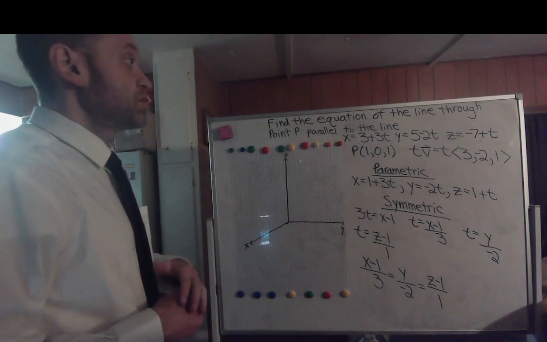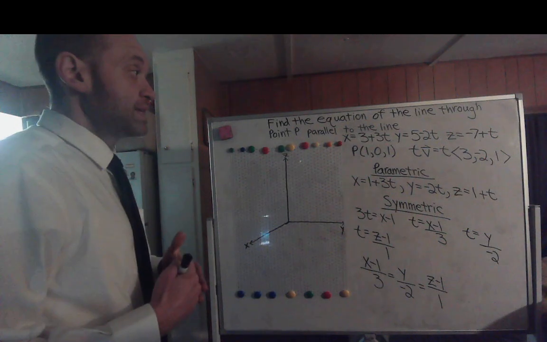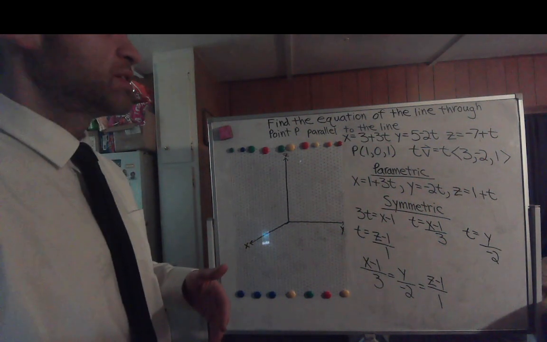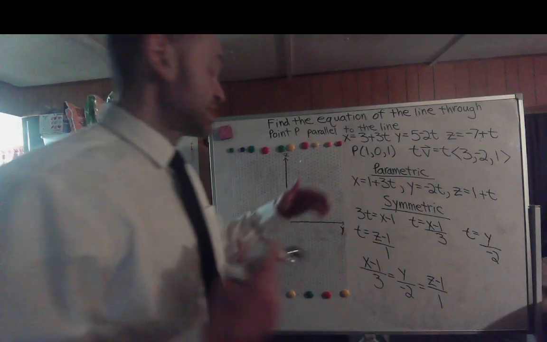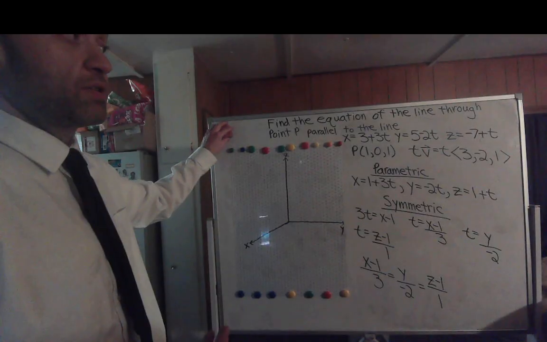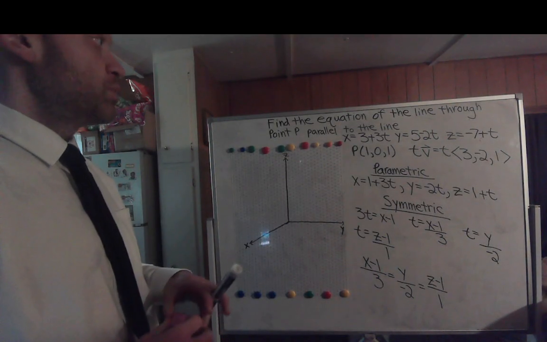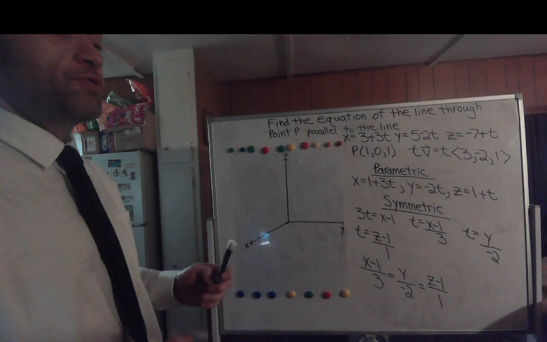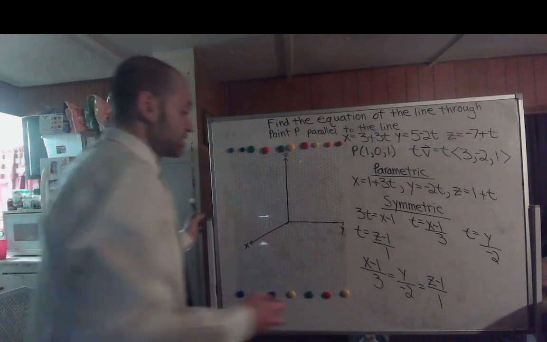Alright, so far they've given you a point and either the vector it's parallel to or the next best thing, the parametric equations that the line's parallel to. Now we got to find the equation of a line through 2 points in space. So let's do that.